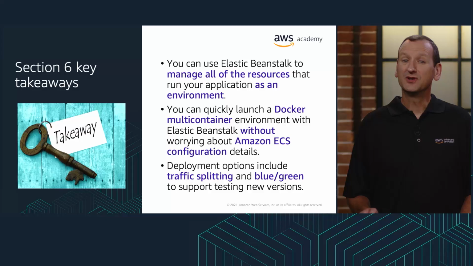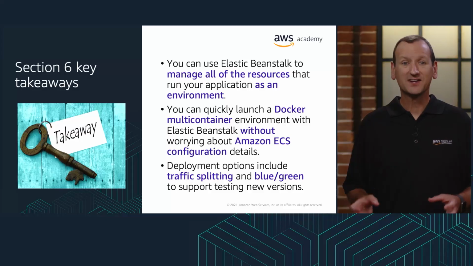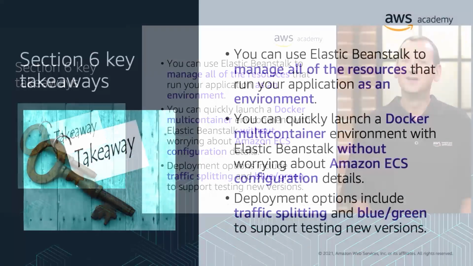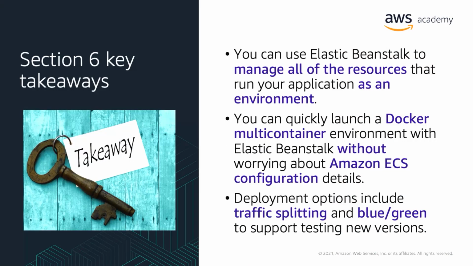Here are the key takeaways for this section of the module. You can use Elastic Beanstalk to manage all of the resources that run your application as an environment. You can quickly launch a Docker multi-container environment with Elastic Beanstalk without worrying about Amazon ECS configuration details. And deployment options include traffic splitting and blue-green to support testing new versions.